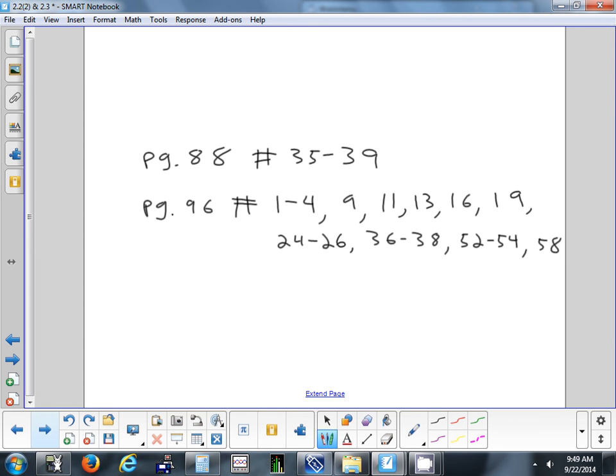Okay, on page 88, all I want you to do is 35 to 39. That's mostly on the calculator. Find a complete graph, break-even point problem. Then on 96, this is solving linear and quadratic and absolute value equations. It's 1 through 4, 9, 11, 13, 16, 19, and then 24 to 26, 36 to 38, 52 to 54, and 58.